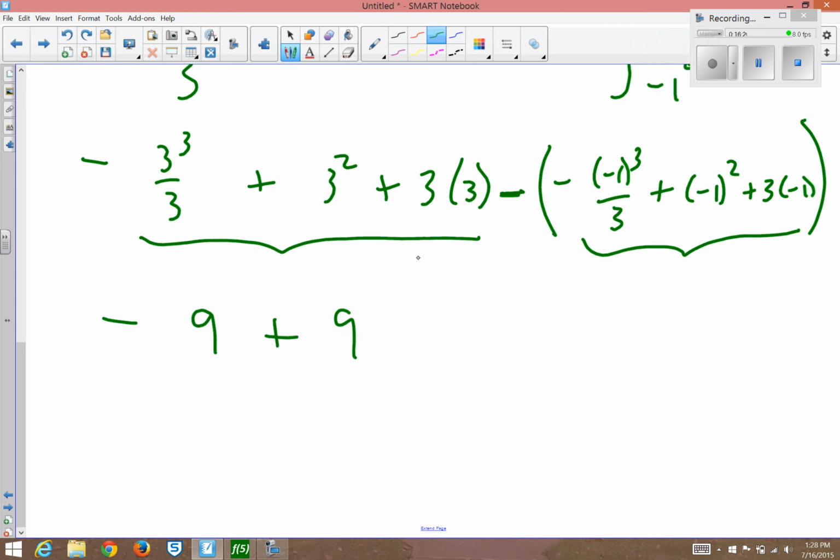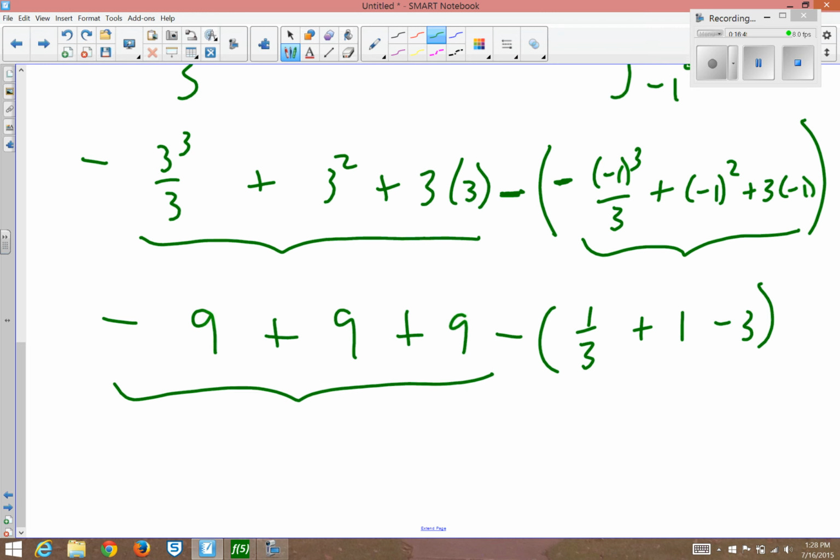3 squared is 9. That's also 9. Over here, we make sure we do the exponent first and then multiply by this negative 1. Negative 1 cubed is negative 1, times this negative makes that positive 1 third. Here we're squaring negative 1. That's positive 1. Here we're multiplying 3 times negative 1. That's negative 3.